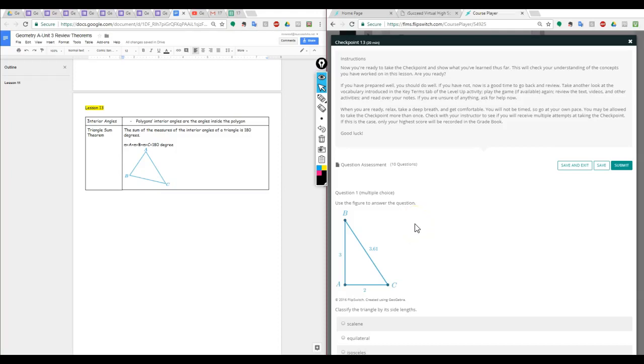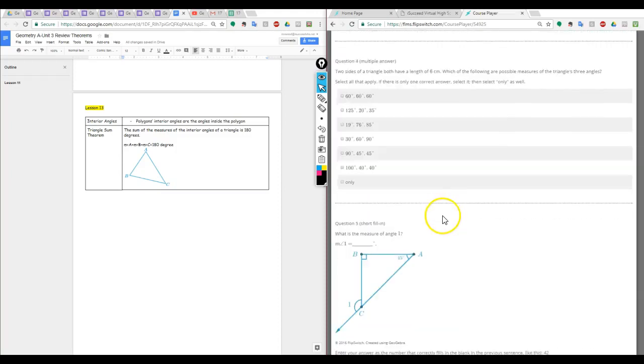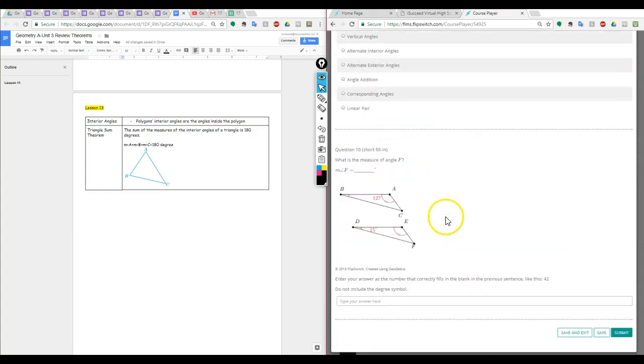Alright, welcome to checkpoint 13. We're going to go straight to the bottom, see if we can get through the majority of these. So, lesson 13. What is the measure of angle F?